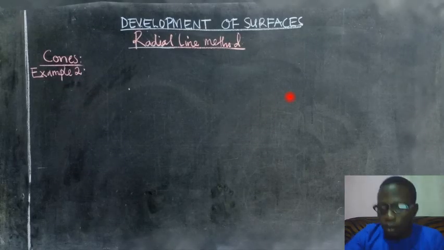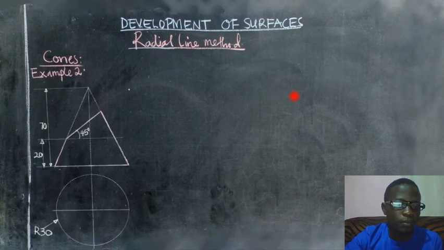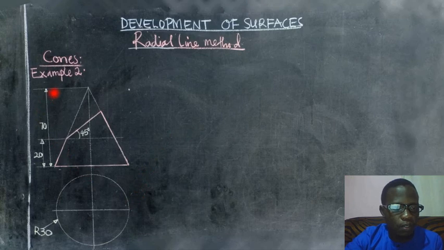Our next series is also talking about the development of surfaces. Now making the continuation of cones. Example 2 of the cone. We are looking at this when it is truncated or when it's cut. The example is below there. You can see this time it has come with the dimensions.